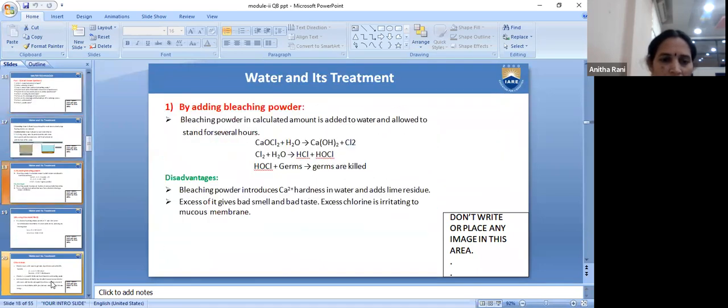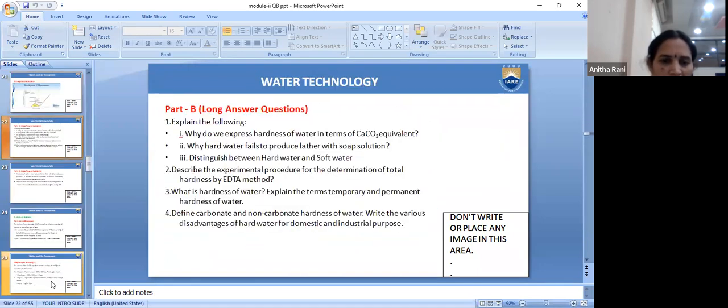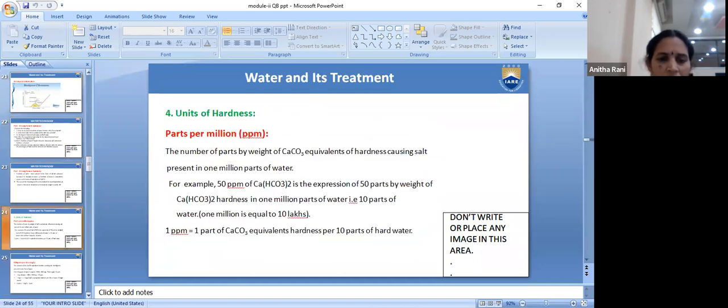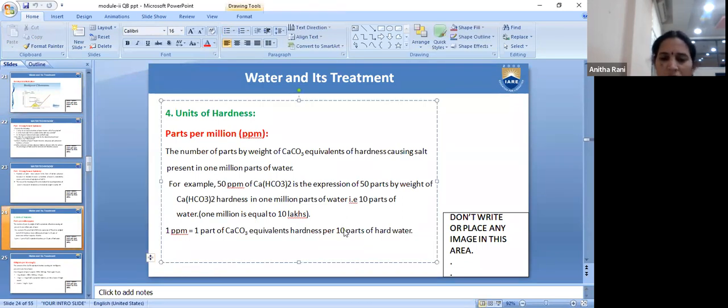You can follow, okay? I think I have given it. See, one ppm is equal to one part of calcium carbonate equivalent hardness per 10 power 6 parts of water. Here I didn't write the 6, I have not given the 6. 10 power 6 parts of water.